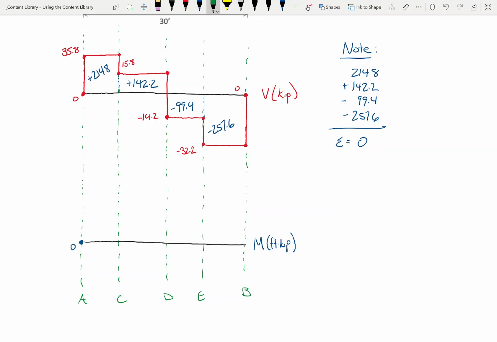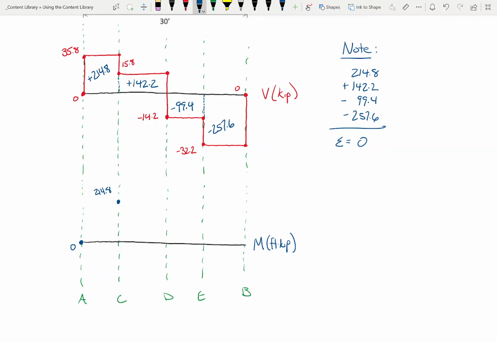The first thing I want you to do is pay attention to the areas, okay? So tell you what, let's just construct the moment diagram and then let's make some observations about it later, okay? I'm going to pay attention to the areas. I'm going to start at 0. I'm going to jump up to 214.8, okay?